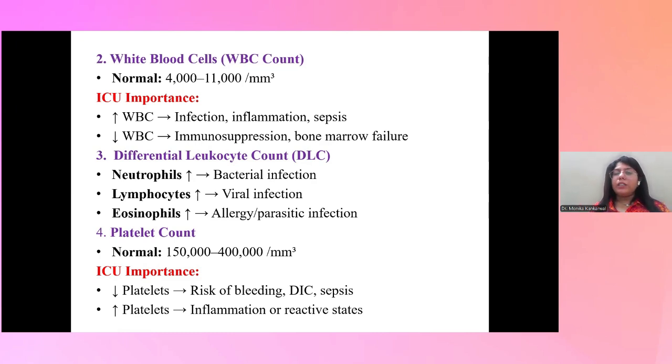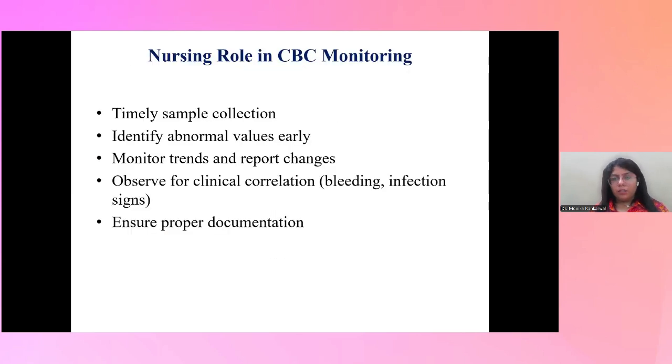And a decrease in platelets will tell you the patient is at risk of bleeding, or the patient is having disseminated intravascular coagulopathy, or the patient is in sepsis. So accordingly, you can start a treatment regimen for your patient. So those are vital parameters again in the management of the patient.